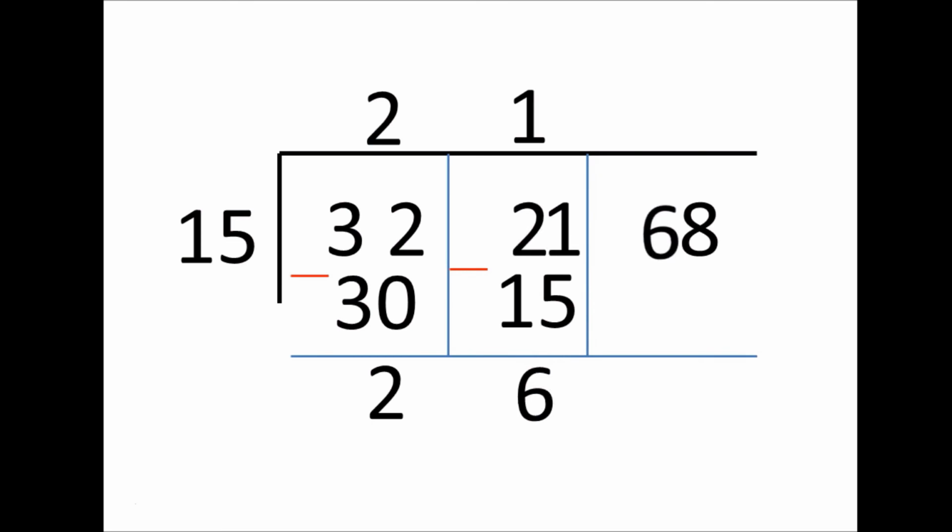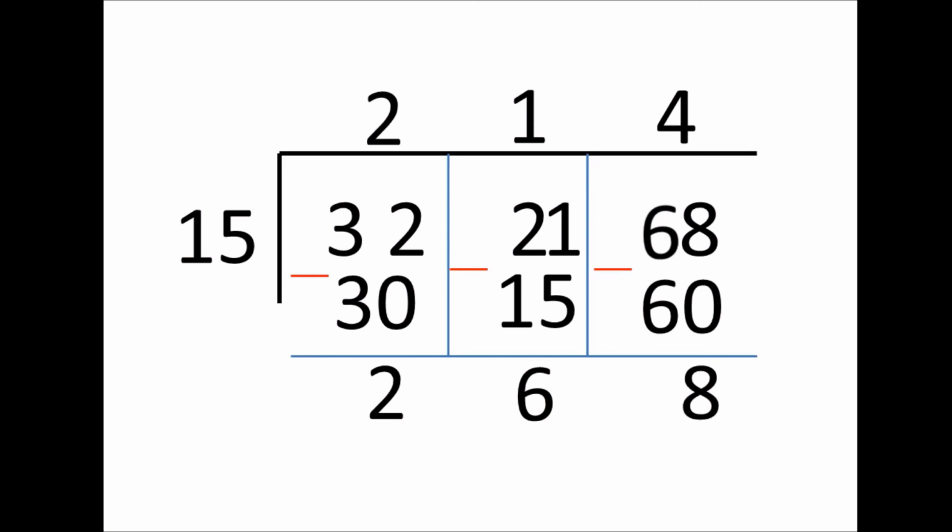So now 15 times 2 we said was 30. 15 times 3 is 45. 15 times 4 is 60. And 15 times 5 is 75. 75 is too big, so we're going to go with a 4, because 15 times 4 gives us 60, which is close. And then we're going to subtract those two and give us 8.